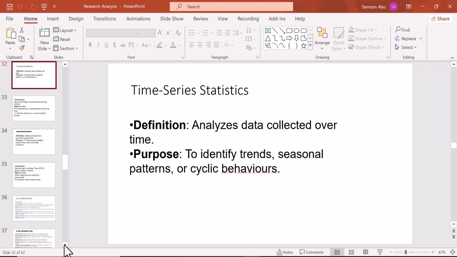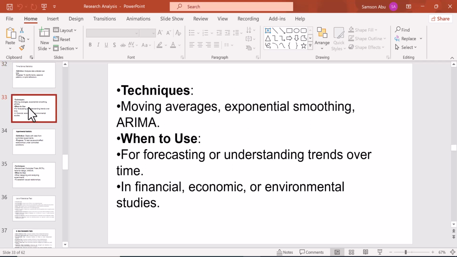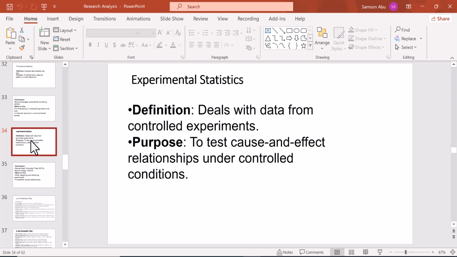So at this time, you have your variable across time, and usually we use line charts to depict it. So that is time series statistics. Techniques: moving average, exponential smoothing, ARIMA. When to use: for forecasting or understanding trends over time, and in financial, economic, and environmental studies.